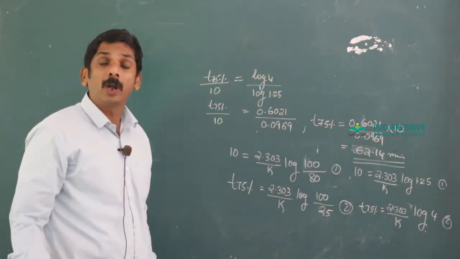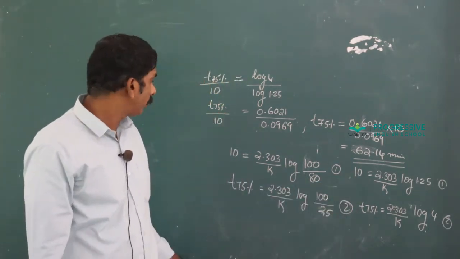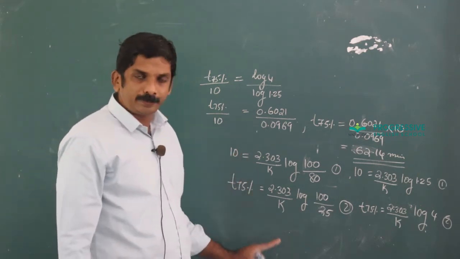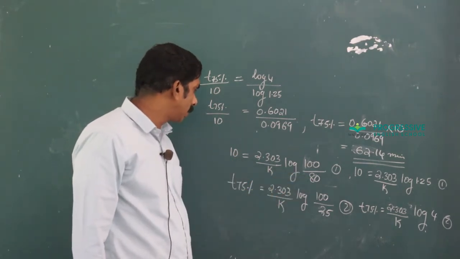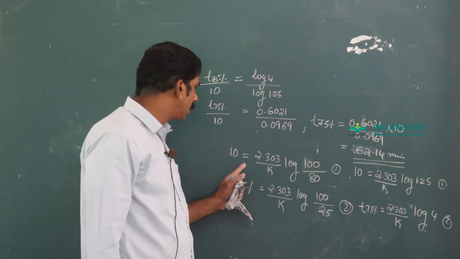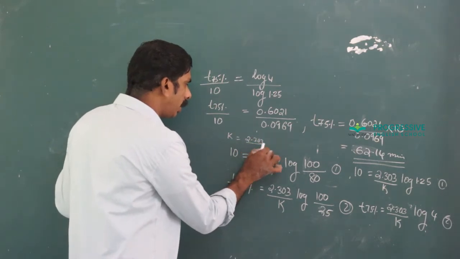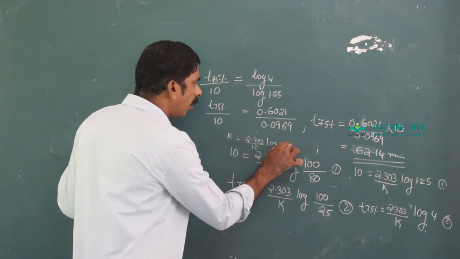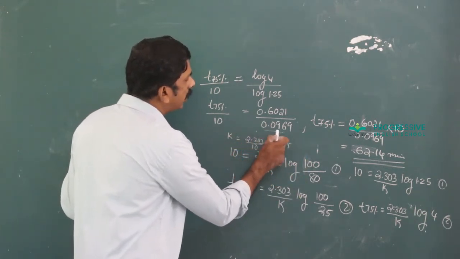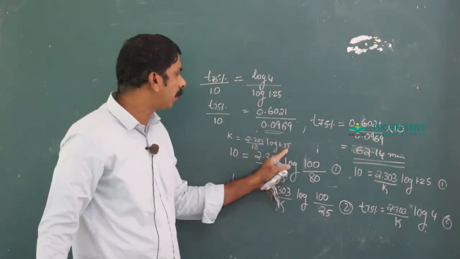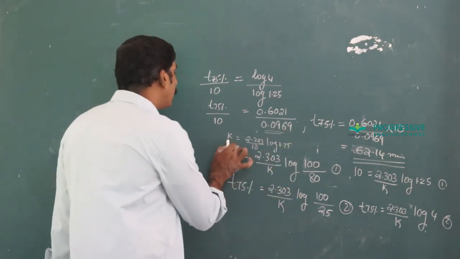Okay, that is one method. You have to take two equations, and the alternative method for the same question: the time required for the completion of 20% is given, and by using this you get the expression for K. K equal to 2.303 divided by 10 log 1.25, which is 0.2303 into 0.0969, because log 1.25 is 0.0969, and you get the value of K.